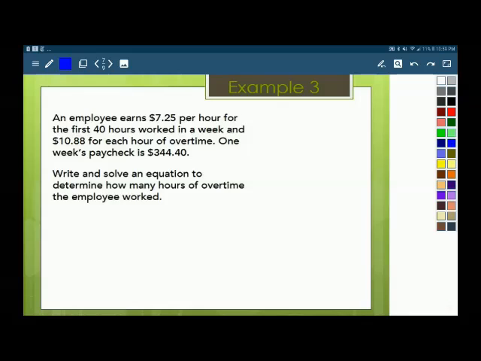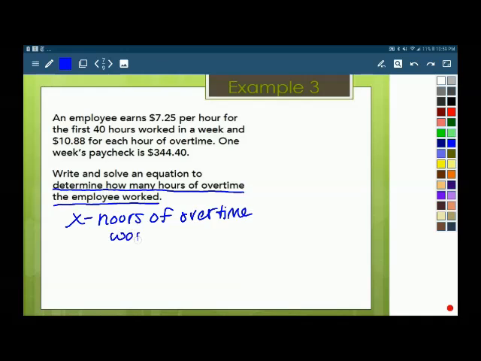Write and solve an equation to determine how many hours of overtime the employee worked. Okay, so again, I'm going to underline that last statement. Write and solve an equation to determine how many hours of overtime the employee worked. So that's what I'm going to call my X. Hours of overtime worked. Always make that legend for yourself.